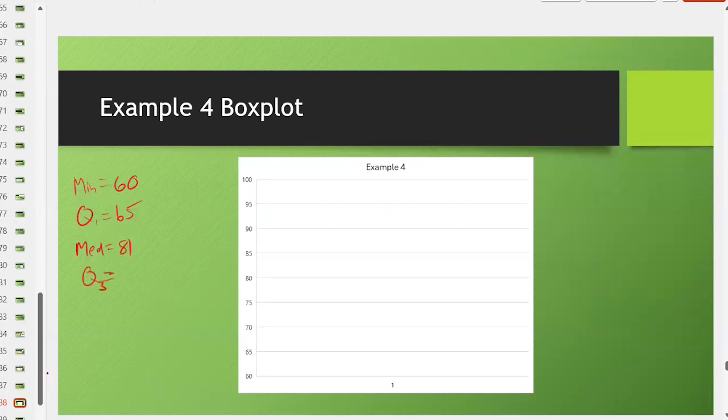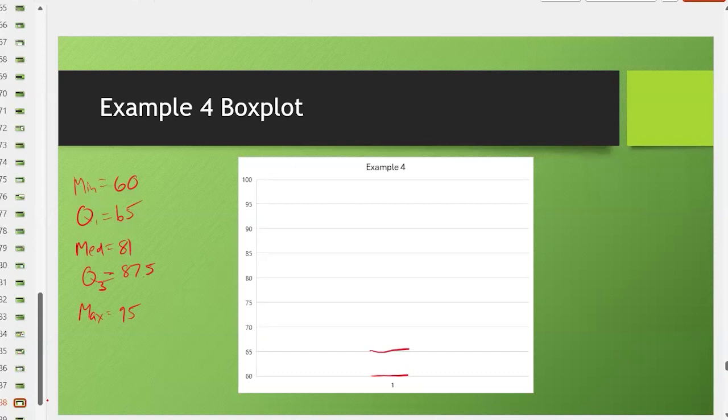Q3 was 87.5, and then the max was 95. Okay, so we're just going to draw lines at those points. Let's draw a line at the minimum of 60. Okay, Q1 would be at 65.